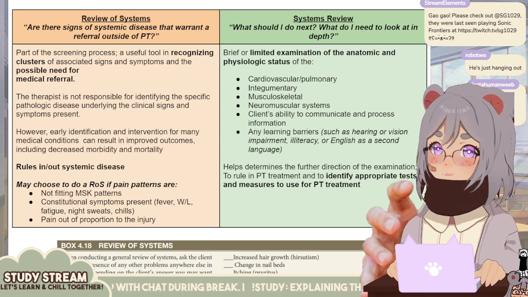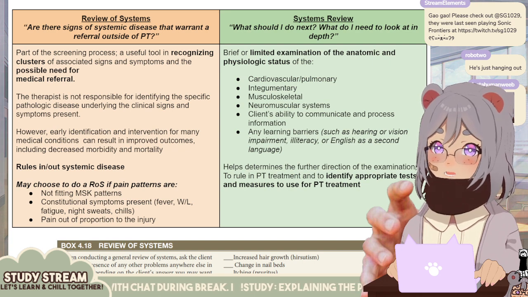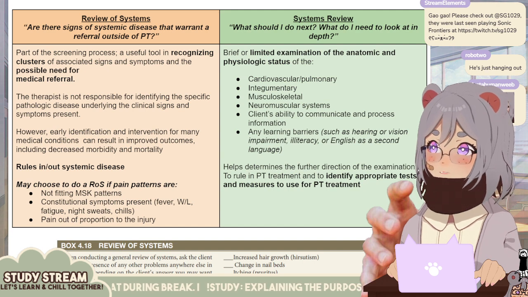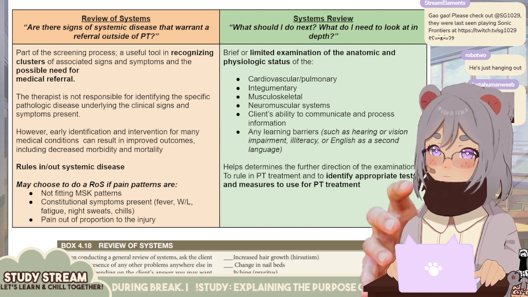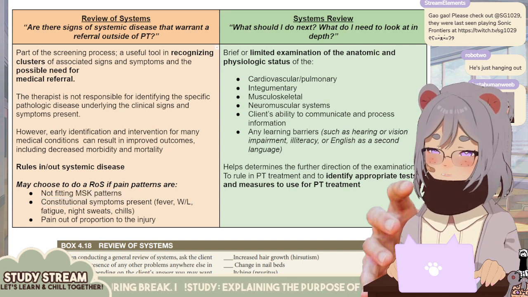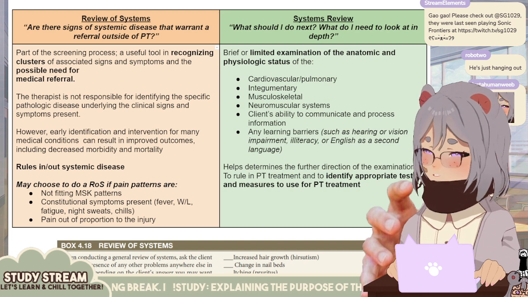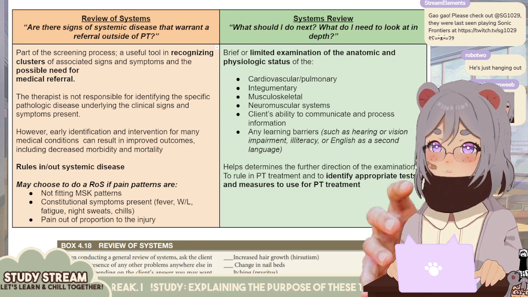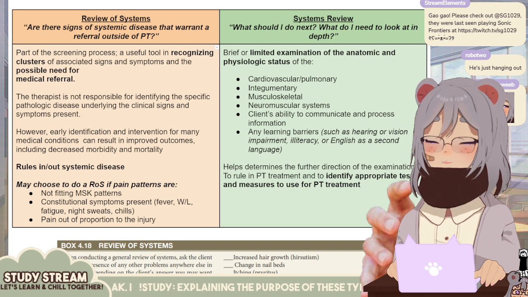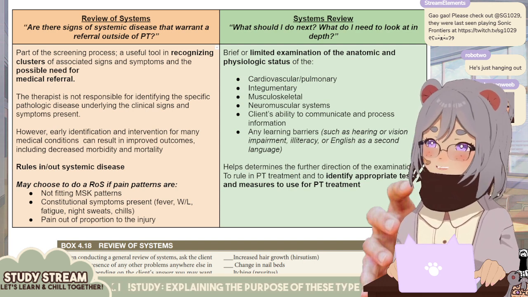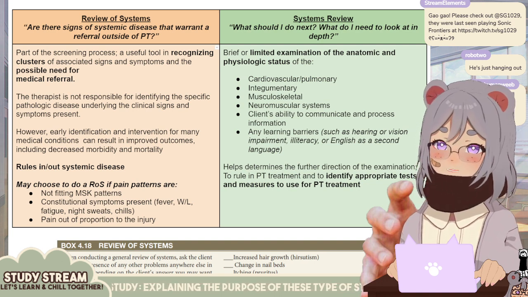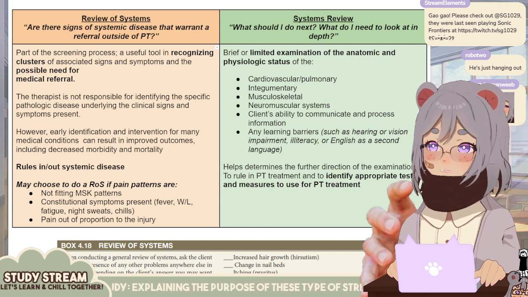The review of systems is part of the screening process. When you get to see someone, you recognize to see if there are maybe clusters, and clusters are just associated signs and symptoms of a possible medical referral. Sometimes you may want to refer someone out if they're not fitting typical musculoskeletal patterns. For example, they're having right shoulder pain, but there's actually something wrong with their liver. So you're trying everything in your power to replicate all this pain that this person is complaining about, and you're not able to. It might be a little bit more sinister. They might present with constitutional symptoms, and that's something we'll talk about in more detail, like a list.